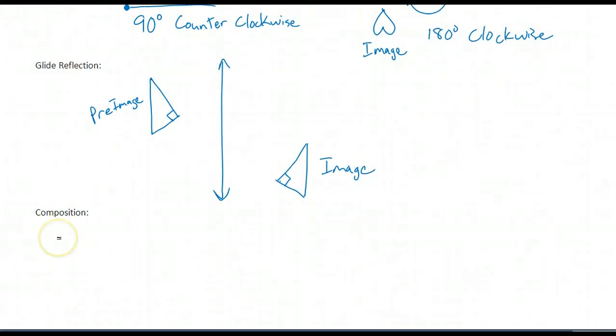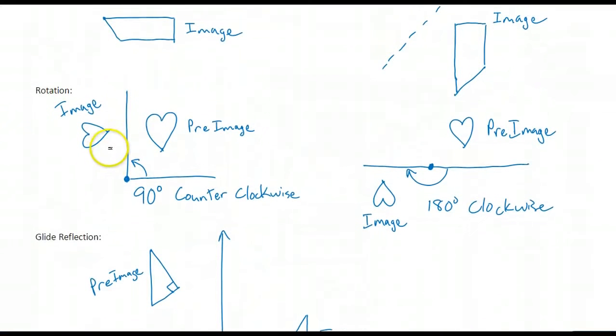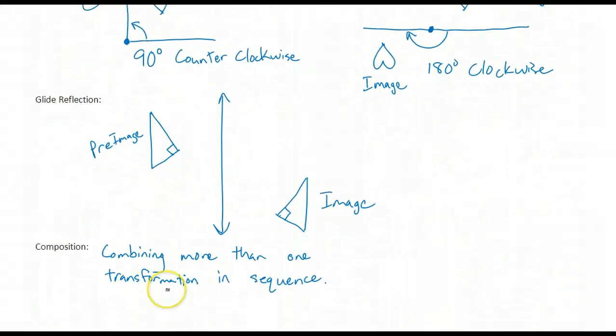And the last isometry transformation is a composition. A composition is just combining more than one transformation in sequence. The reason it's in sequence is you have to do the moves in order. Maybe you start with a rotation and then do a reflection. That would be a composition. But you have to do that composition in the correct order.